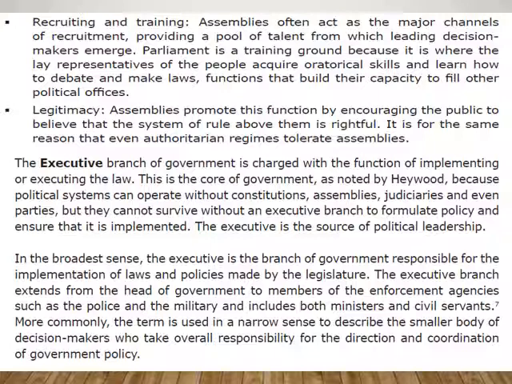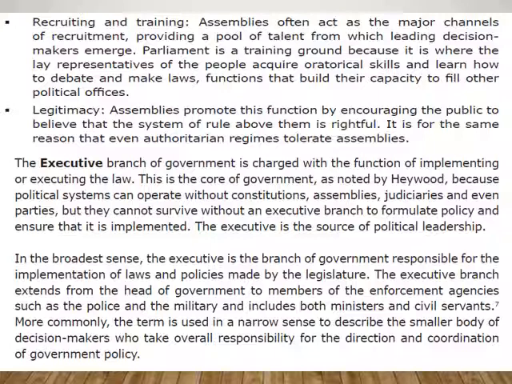The executive branch of government is charged with the function of implementing or executing the law. This is the core of government, as noted by Hewitt, because political systems can operate without constitutions, assemblies, judges, and even parties, but they cannot survive without an executive branch to formulate policy and ensure that it is implemented. The executive is the source of political leadership.